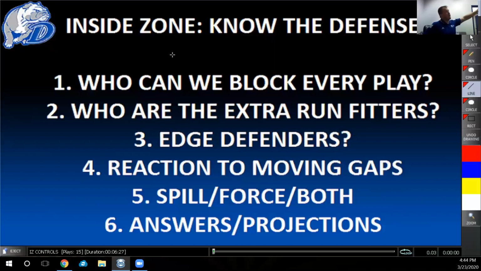But the things that you've got to know as an offensive line coach or a run game coordinator or whoever you are in the game planning process: who are we going to block every play with the 5 offensive linemen? Who are we reading, as far as, is it an end?